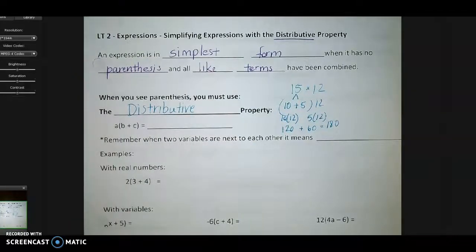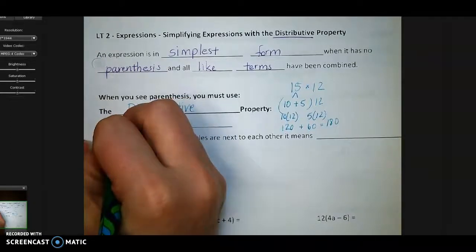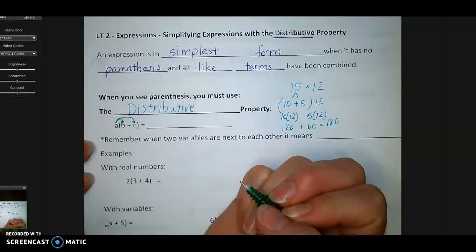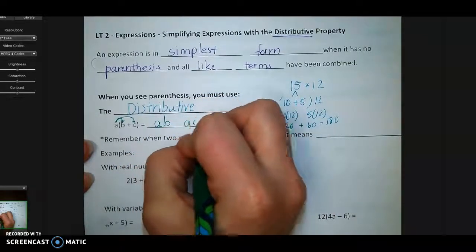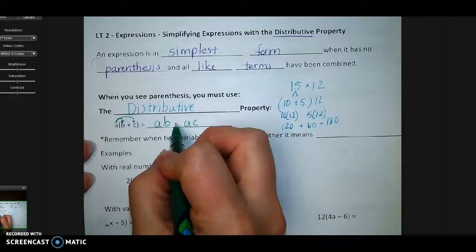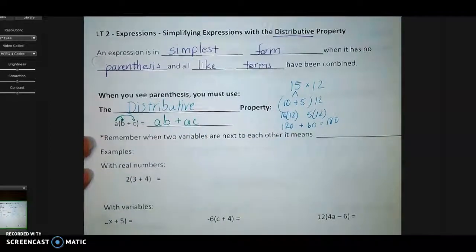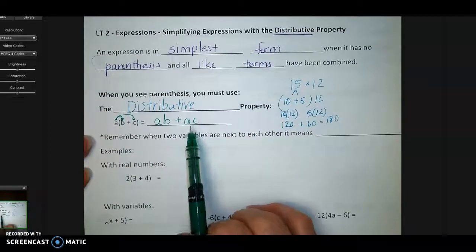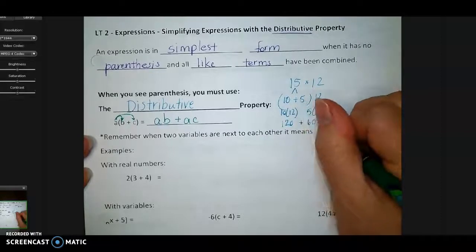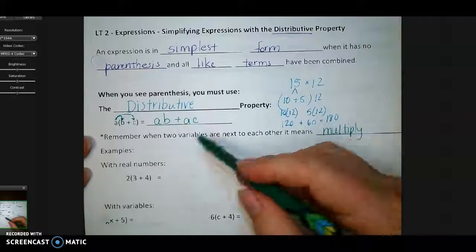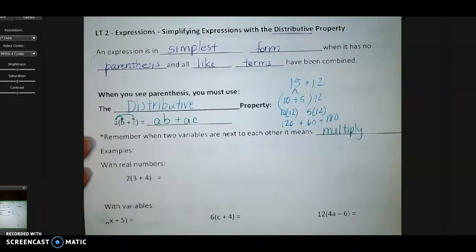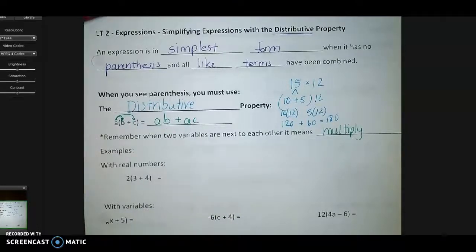Very similarly, like we passed that 12 out, in other words, we multiplied everything by 12, I'm going to do the same thing over here. I am going to pass out the a to each of those terms. So I will have a times b, and I will have a times c, and since they are positive, I'm going to have a plus sign in between them. Remember that when two variables are next to each other, it means I need to multiply them. That's a times b plus a times c, and by order of operations, I would need to multiply those before I could add them.